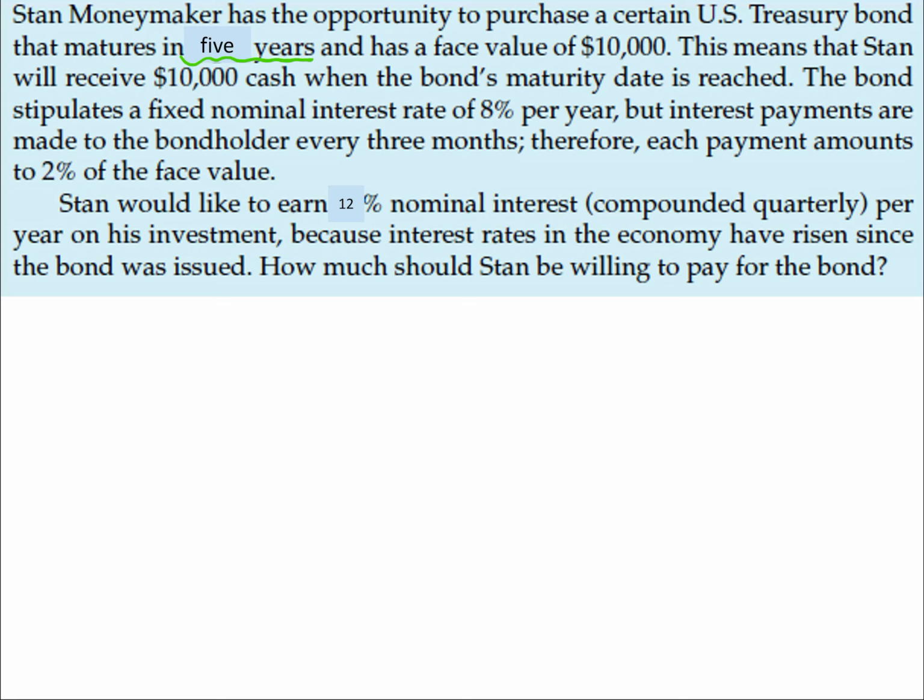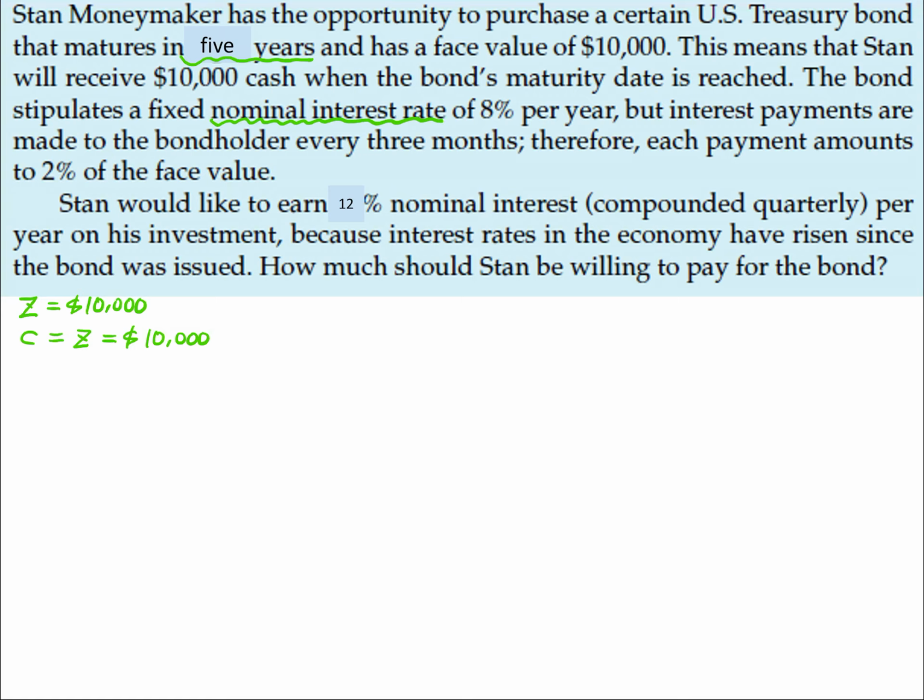And it has a face value. So the 5 years is how long until the bond is retired. After 5 years, it's going to be retired, and the face value of the bond is 10,000. So you can write it here, the Z is 10,000. This means that Stan will receive 10,000 cash when the bond's maturity date is reached, which means the redemption is the same as the Z. So C is the same as the Z, 10,000.